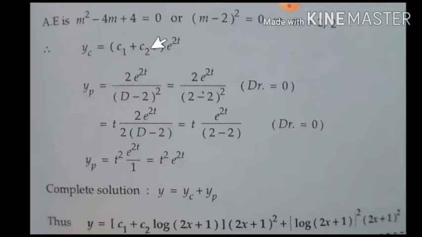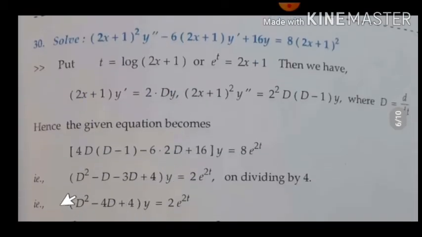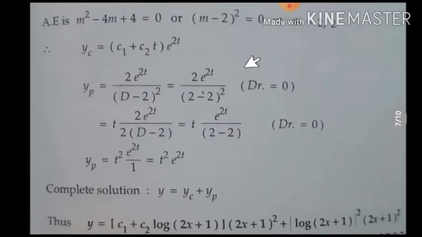If I write the answer in terms of t, it is a differential equation of constant coefficient. But I should write the answer for a differential equation of variable coefficient, for Legendre. So I need to resubstitute the substitution I have taken in the answer. Wherever t is there, write log of 2x plus 1. Wherever e to the power of t is there, write it as 2x plus 1. So that substitution we are doing here.